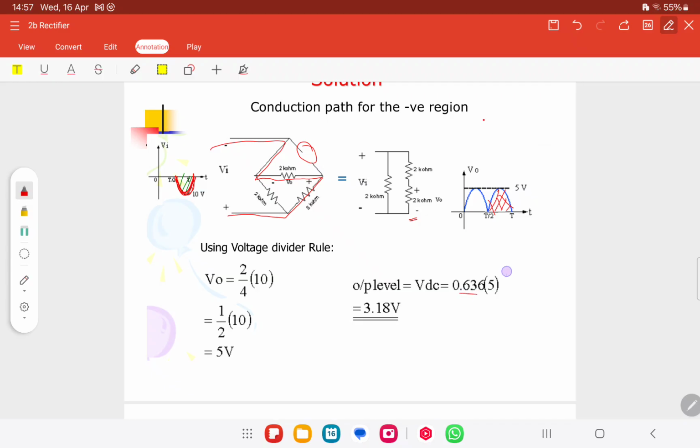VDC is, this is VM, the supply, yes, VM. The supply here is 5, so that is why we put 5 there.